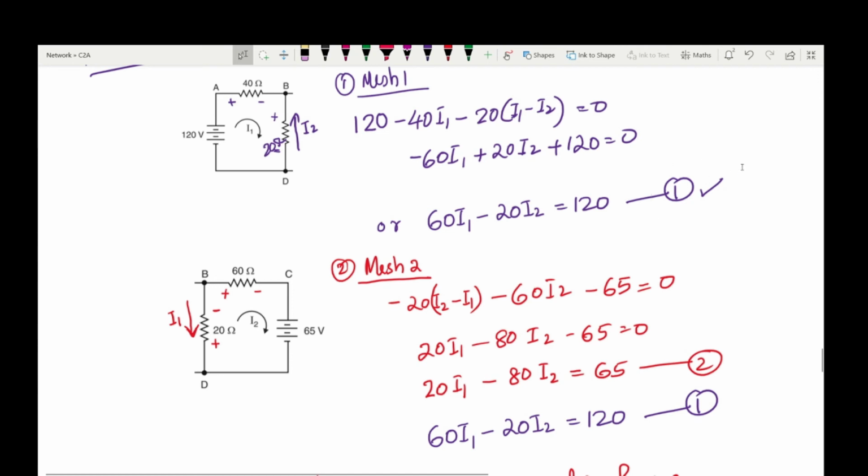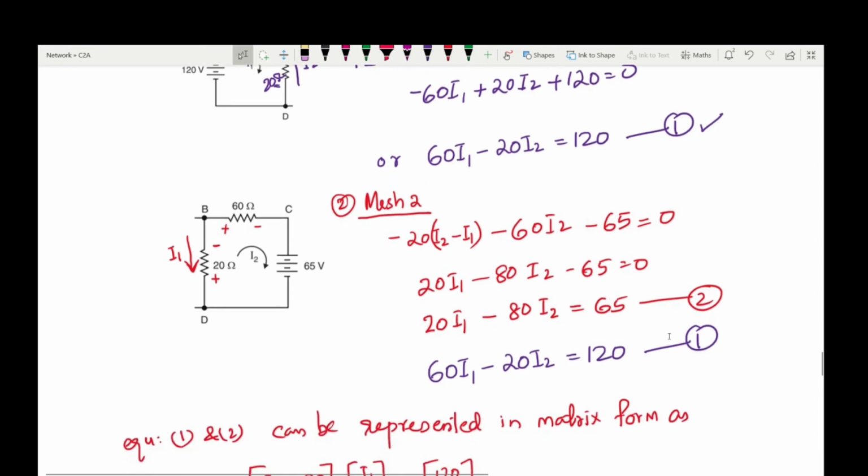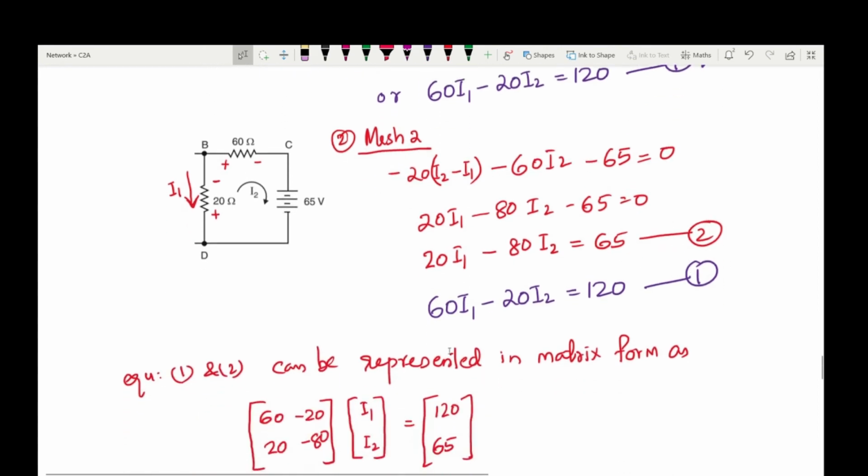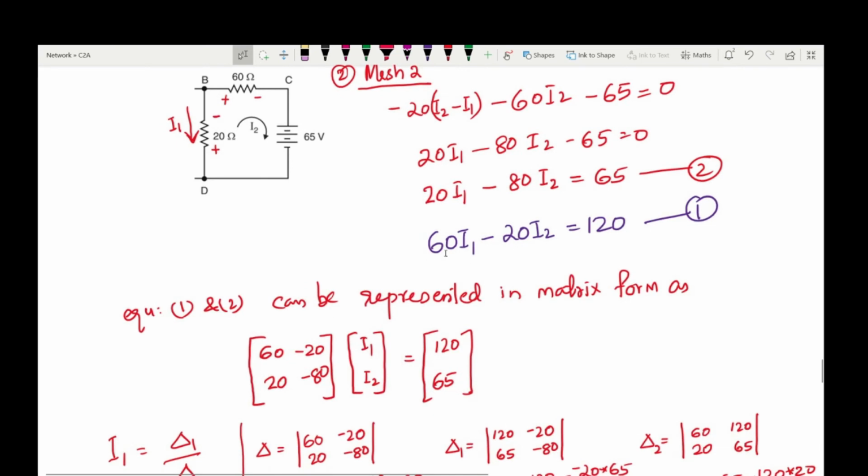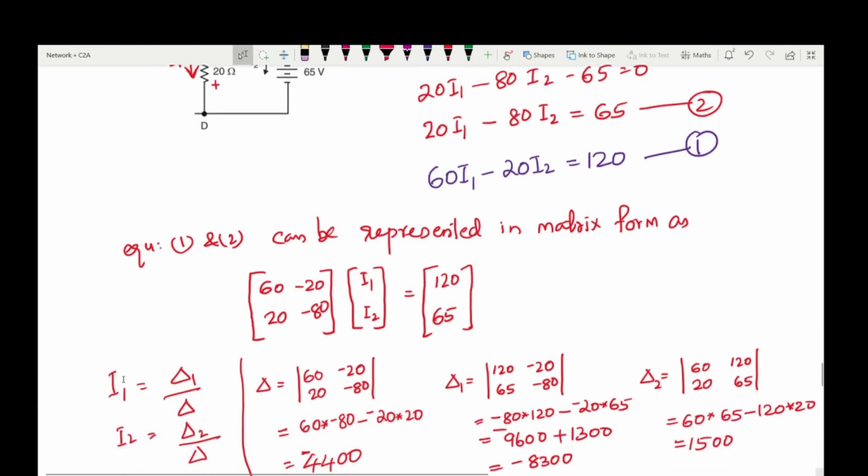Let's write this equation over here. Now we can represent the first and second equations in matrix form like this. The coefficient of I1 is 60, and for the second equation it is 20. The coefficient of I2 corresponding to the first equation is minus 20, and corresponding to the second equation is minus 80. Then two variables are there, so it is a 2 by 1 matrix, I1, I2. C1, C2, that is constants, are 120 and 65. As I explained earlier, how to find I1? It is delta 1 by delta. What is delta? The determinant of this coefficient matrix.